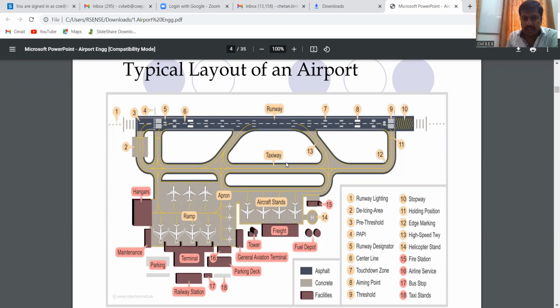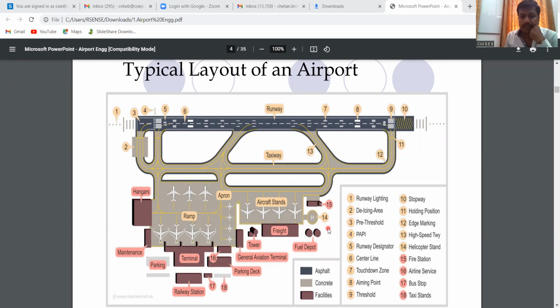You can see the runway. You can see the taxiway. You can see the aprons. You can see the ramp. You can see the hangars. I will use the pointer for the same. Numbers are given like 1, 2, 3, 4, 5, 6. Then runway is there. You can see taxiway, aprons, aircraft stands, then ramp, hangars, maintenance, parking of the airports, railway station if it is very close to it. Then administrative building or the terminals, then general aviation terminal and other parts.